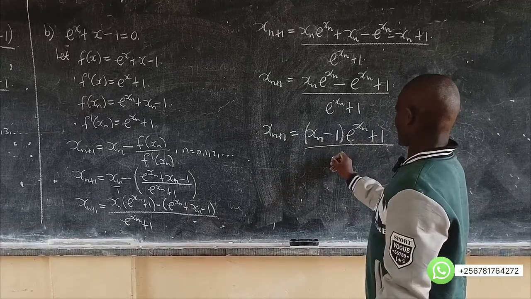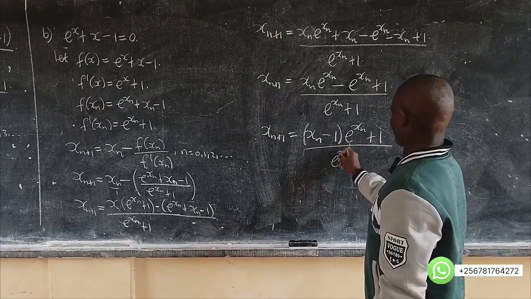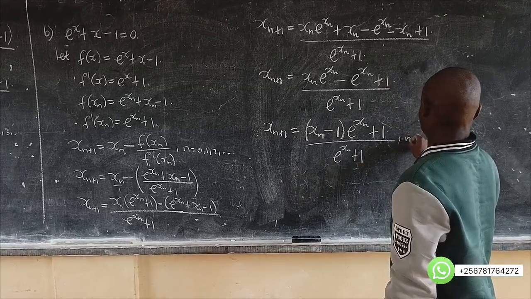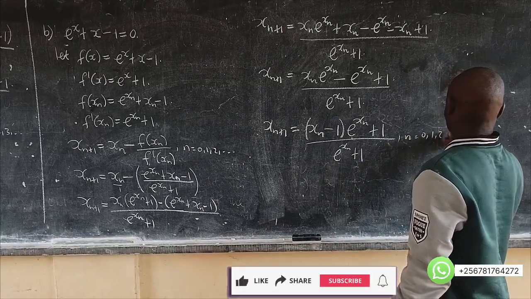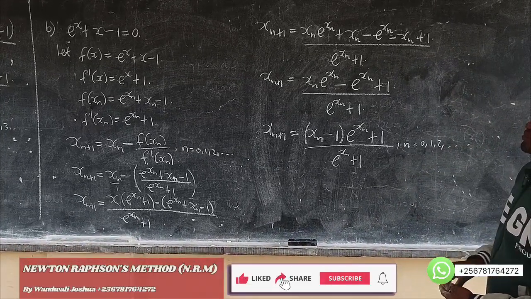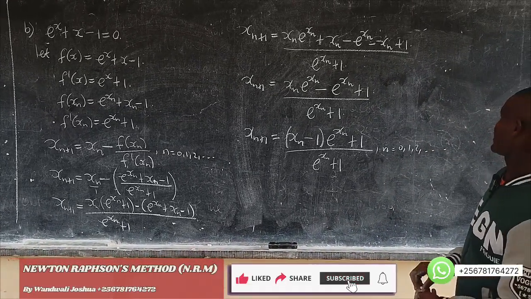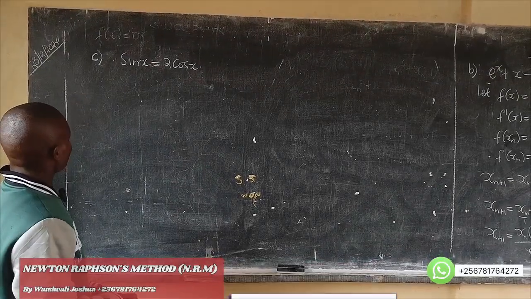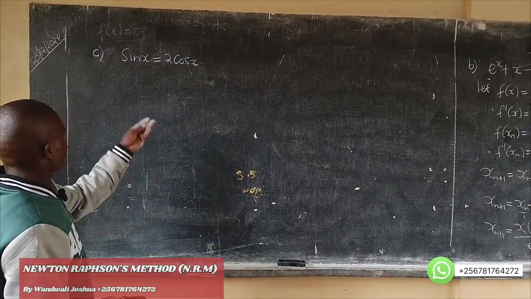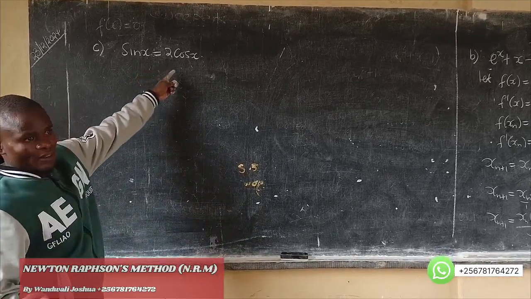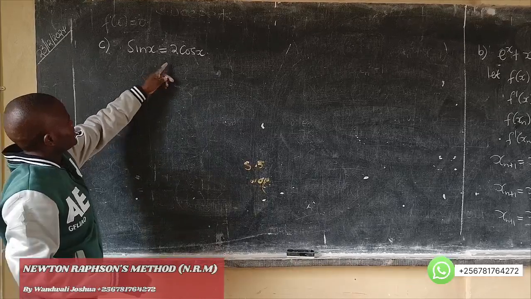The whole of this over the exponent of xn plus 1, for n equals 0, 1, 2, and so forth. So that is how we can derive that formula for finding the root. For this case, we are going to work out part C, but when you look at this here, there is no 0.